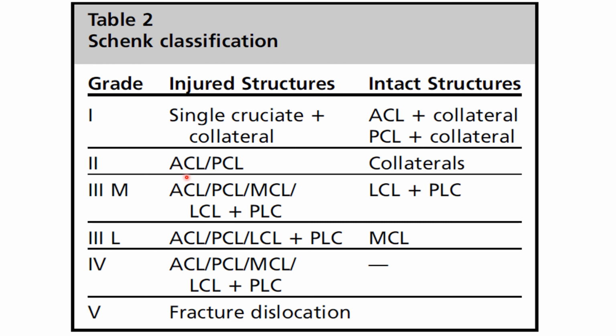In type 2, either the ACL, that is the anterior cruciate ligament, or the posterior cruciate ligament is injured and the collaterals are not injured. In type 3M, the anterior cruciate, posterior cruciate, and medial collateral ligament are injured along with posterior lateral corner injury, and the lateral collateral ligament and posterior lateral corner are intact. In type 3L, the medial collateral ligament is intact. In type 4, it's a global injury, and in type 5, the dislocation is associated with a fracture of either the lower end of the femur, the upper end of the tibia, or the patella.